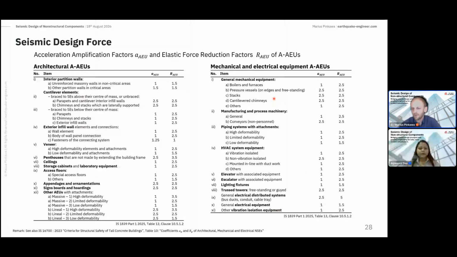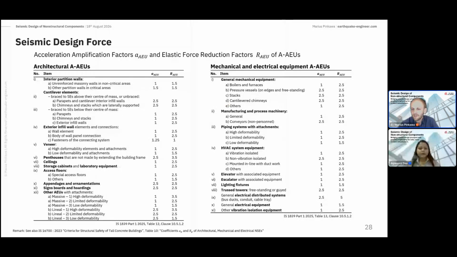For example, if you have a very rigid component, which is maybe a block type component, so you don't have dynamic amplification, then you can take this factor to 1. But you can get some inspiration by looking at these tables.